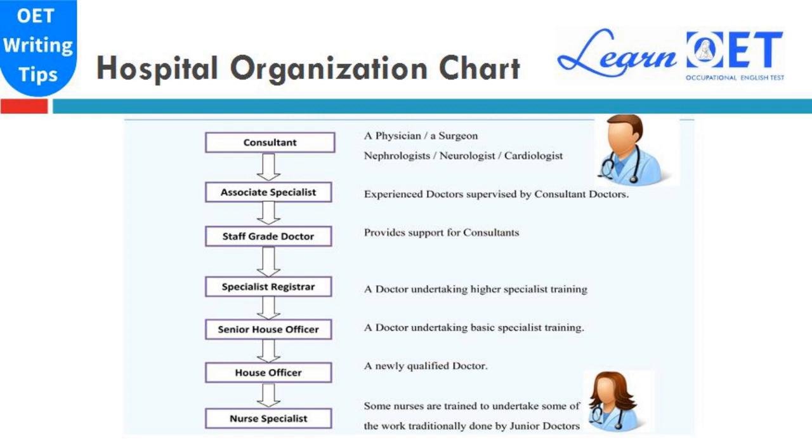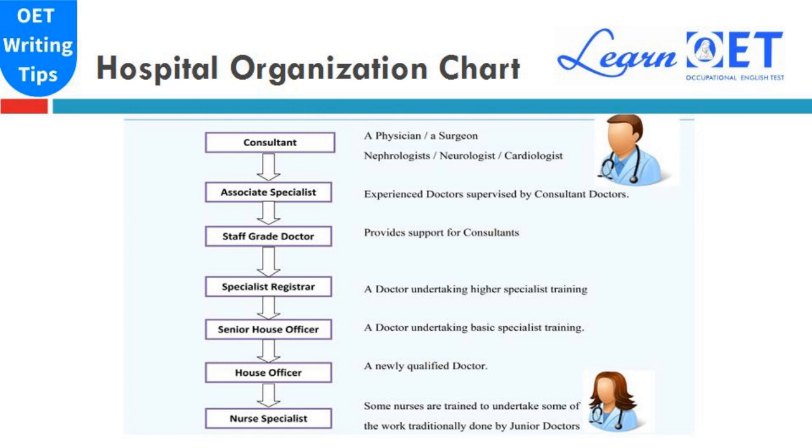Below the consultants, there are many associate specialist doctors, who are experienced doctors supervised by consultant doctors. So an associate specialist is a doctor who is supervised by consultant doctors, and they are also highly experienced, but they come under the consultants. Another group of doctors, called staff grade doctors, also provide support to the consultants. They are directly supervised by the consultant, but they come under the associate specialist. So they are called staff grade doctors.